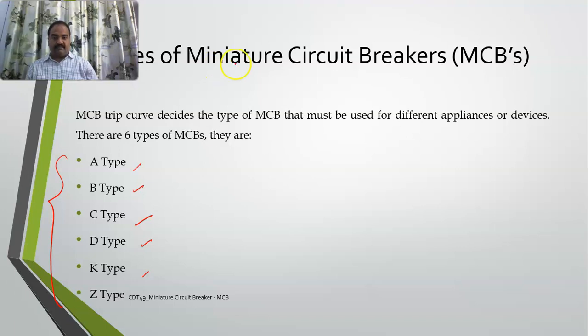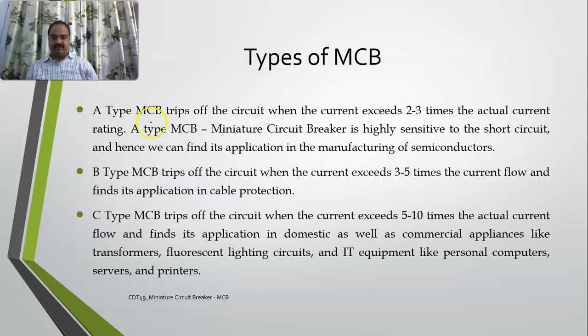So now we'll have a look at the types of miniature circuit breakers. We do have 6 classes: A, B, C, D, K and Z. These depend upon the current they carry. Normally we do employ B, C and D in our domestic applications, but let's have a quick look at the different types.